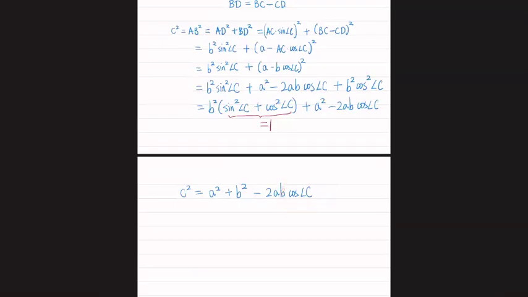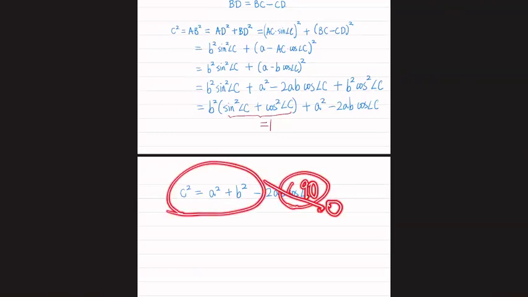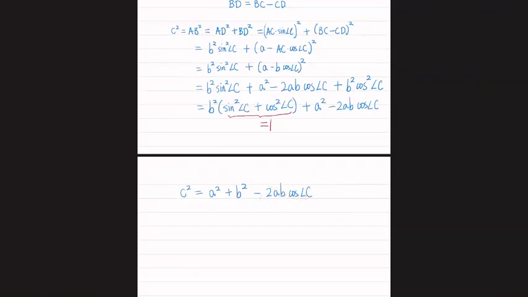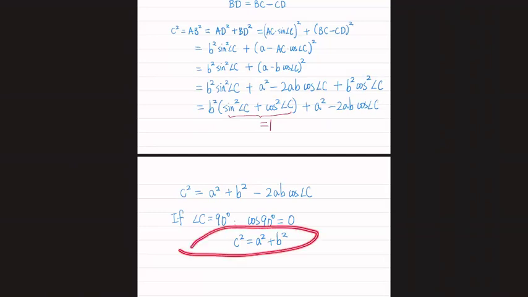In particular, we have checked if this is 90 degrees, cosine 90 degrees is 0, so this term goes away, we get the Pythagorean theorem. If angle C is 90 degrees, cosine 90 degrees, we checked, this is 0, so C squared. Okay. We recovered the Pythagorean theorem.